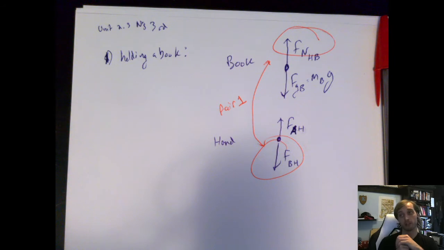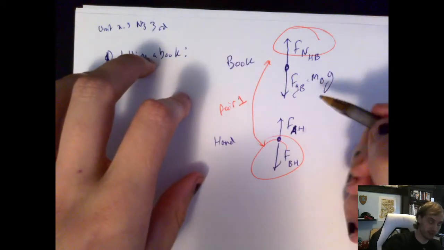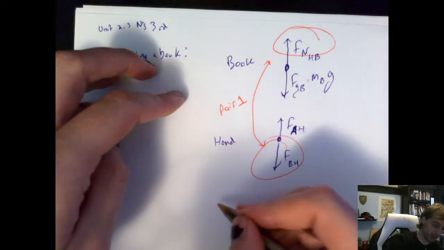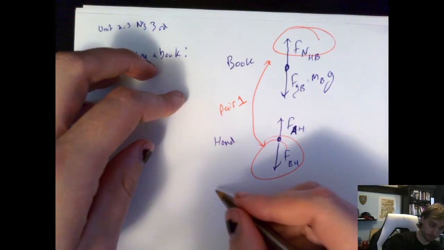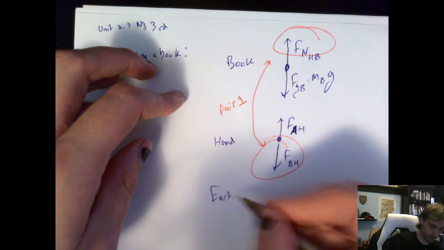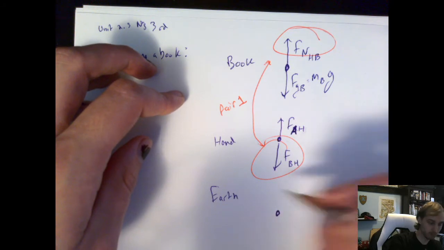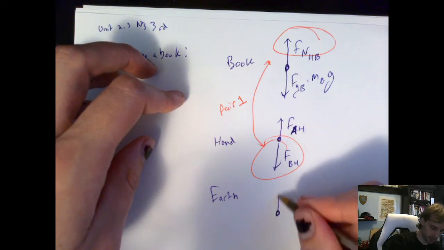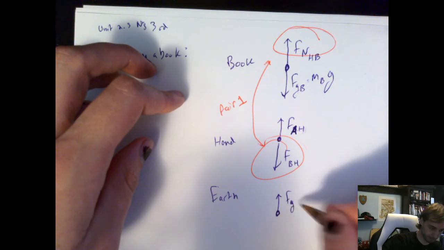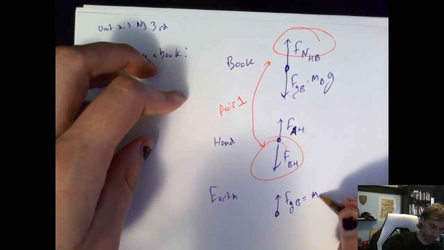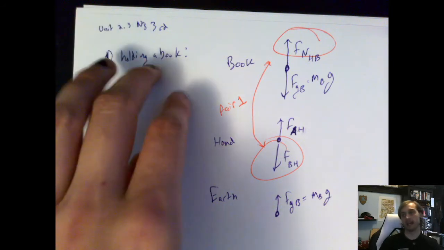So again, the normal force and gravity will never be an action-reaction pair because they're not the same type of force, they're on the same object, and they're coming from different things. So what is the reaction to the force of gravity on the book? Well, I would need to draw the thing that's making the force of gravity on the book, which is the Earth. When the Earth pulls the book down, the Earth also gets pulled up by the book. The amount it gets pulled up will be the exact same.